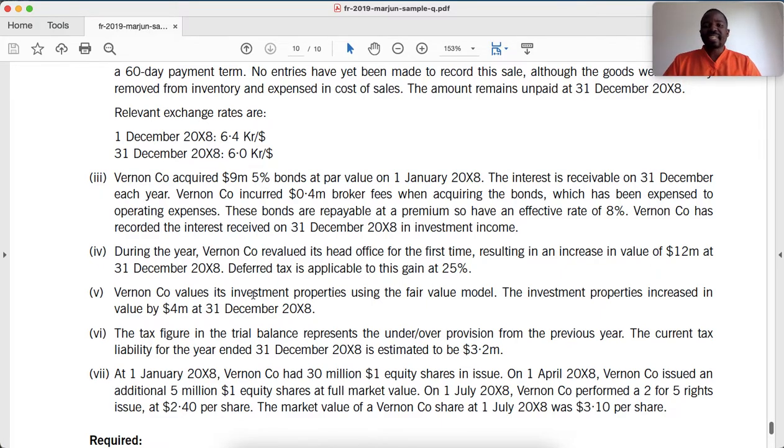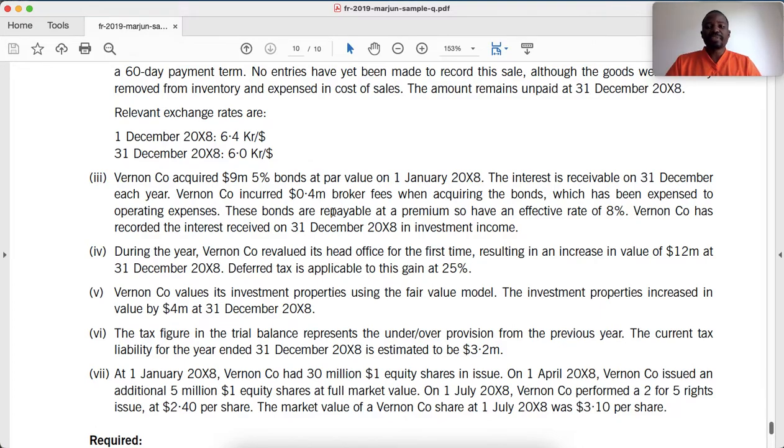Vernon Co acquired 9,000,000 5% bonds at par on 1 January 20X8. The interest is receivable on 31 December each year. So Vernon Co has acquired these bonds for a year, as it acquired them at the beginning of the year. Vernon Co incurred 0.4 million broker fees when acquiring the bonds, which has been expensed to operating expenses. This was wrong. The broker fees were not supposed to be expensed, but were supposed to be capitalized. As these bonds are assets, so this 0.4 was also supposed to be capitalized.